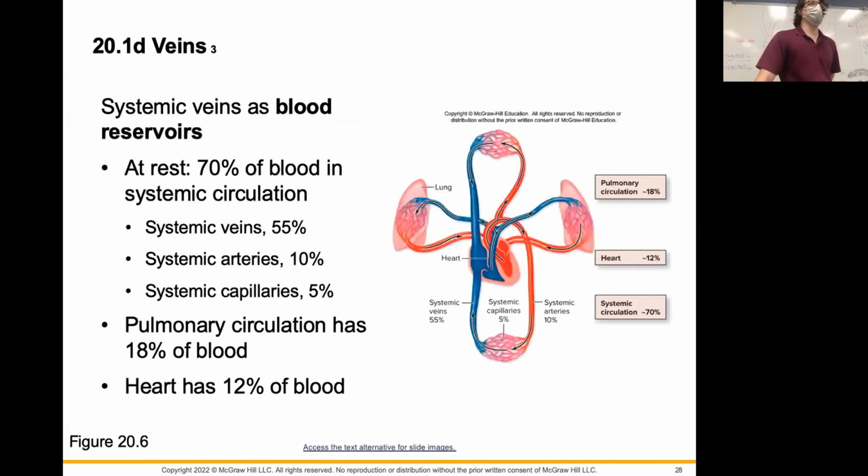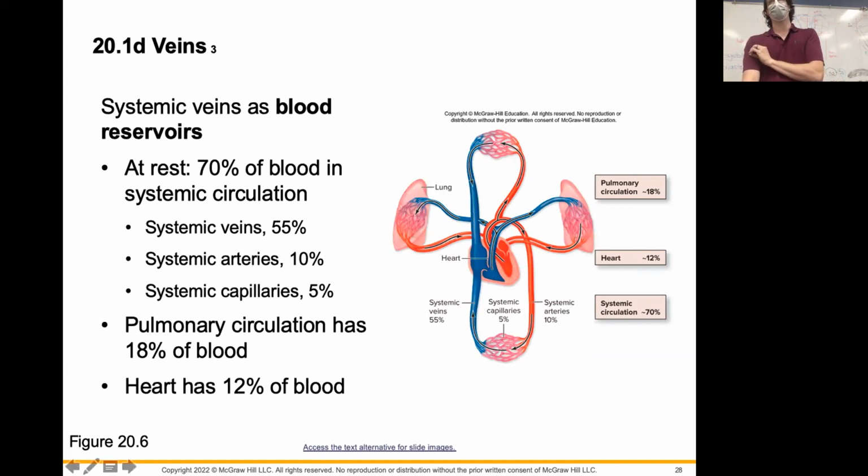Now, veins are going to have the same kinds of things. We're going to go from arteries to arterioles to capillaries. Veins, we're going to go from the capillary to a venule and then finally into a vein. Now, one thing that veins do act as are blood reservoirs. This means they're going to hold on to more of the blood. Most of your blood at any one given point in time is going to be found in your veins.